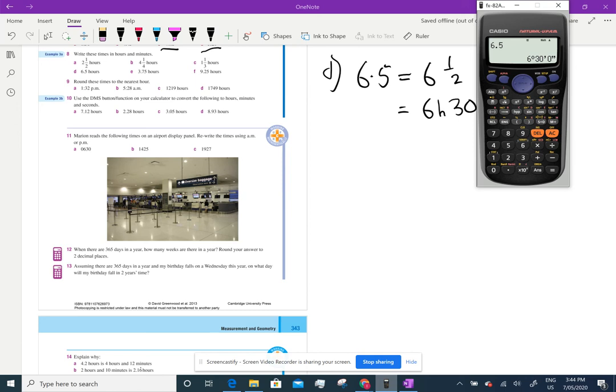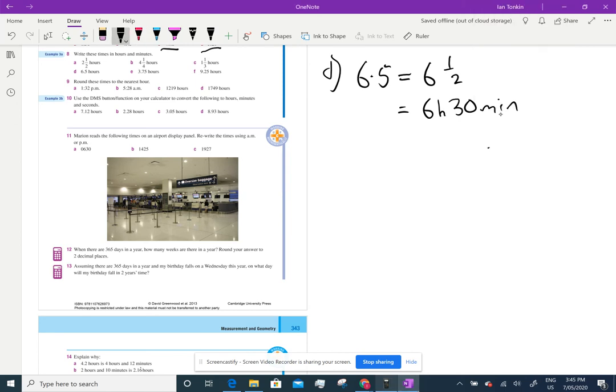Have a think back to that 1 and 1/3. Well, let's try that. Shift, 1 and 1 on 3. You press equals, and you press the bubble button. 1 hour, 20 minutes. So now let's have a look at E. Now E was 3.75. Now I'm lucky because I know that that's 3 and 3/4. 0.75 is 3/4. So that's 3 hours and 45 minutes.